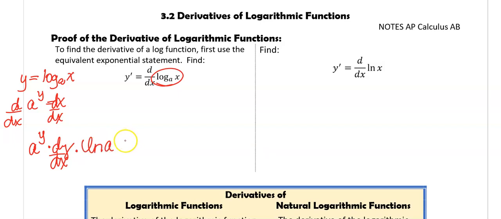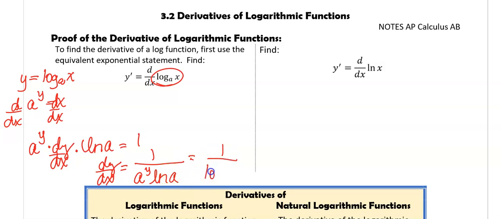The derivative of x is 1. So when we want to solve for dy dx, we have 1 divided by a to the y natural log of a. But wait a minute. A to the y is just x times natural log of a.